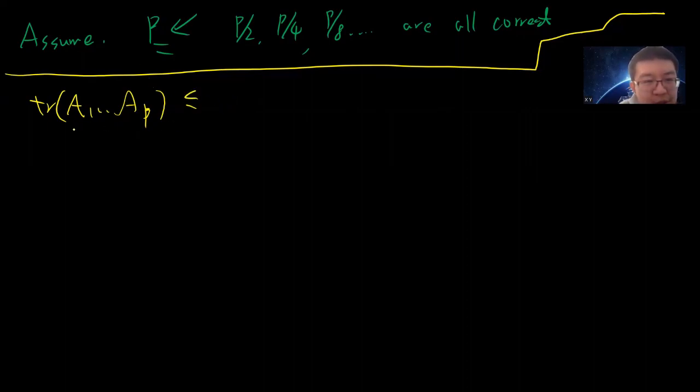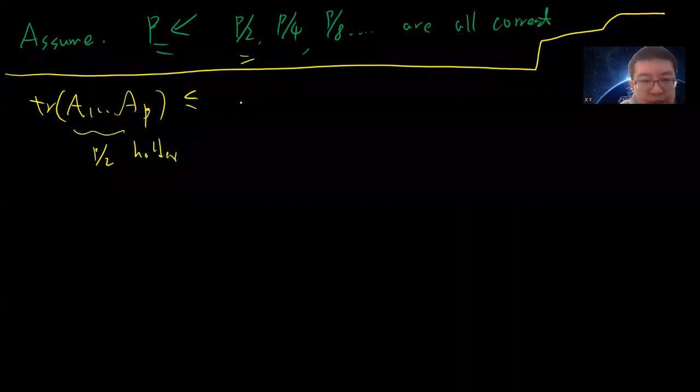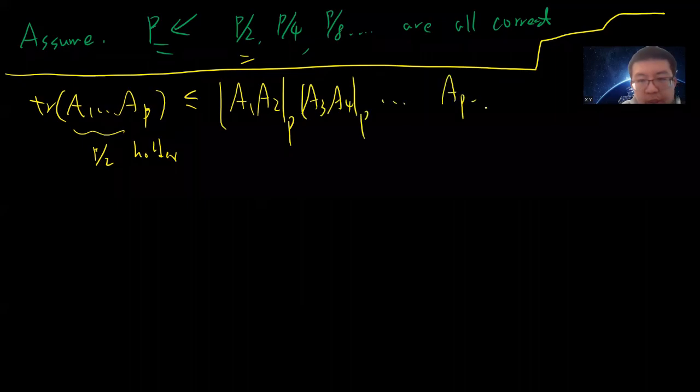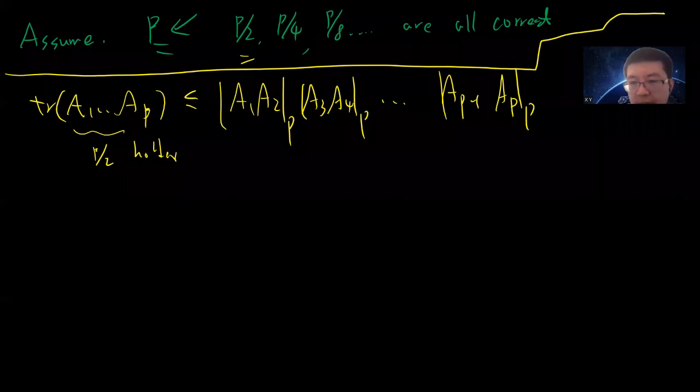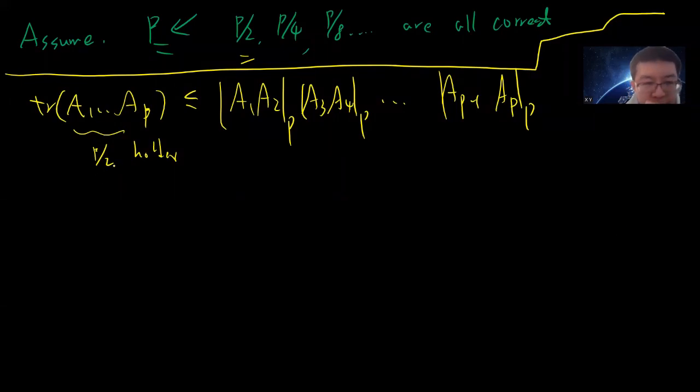Also, you can use the p divided by 2 Holder, because we assume p divided by 2 is correct. So I can pair A1 to Ap with p divided by 2 pairs. So we get A1 A2 p, A3 A4 p, up to A(p-1) Ap p. Hopefully it's trivially true. Okay, so we have shown that.